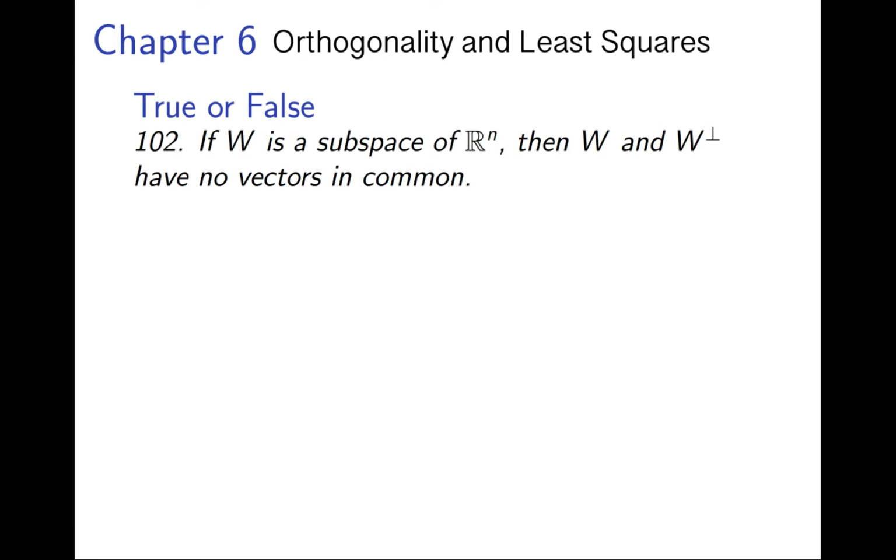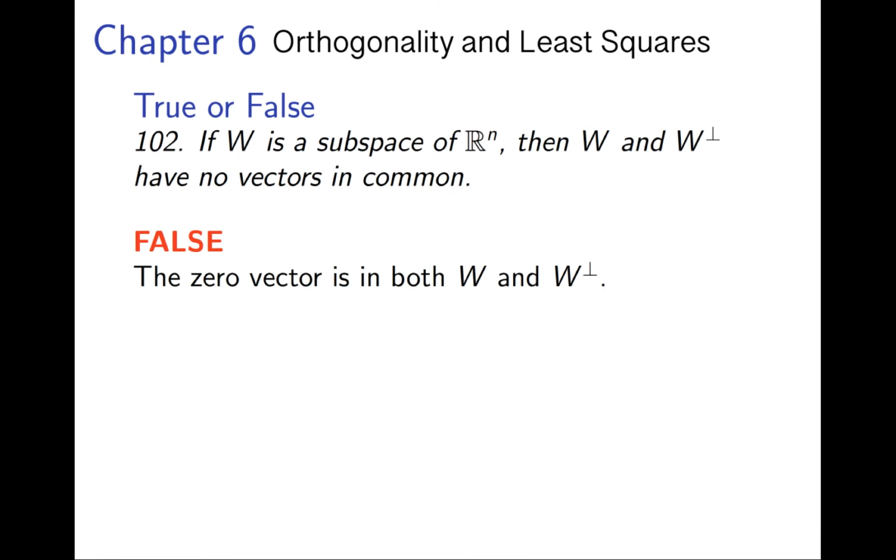Number 102. If W is a subspace of Rn, then W and W perp have no vectors in common. This is false. The 0 vector is in both W and W perp. And again, feel free to prove that 0 is in both of these subspaces. Well, they're subspaces, right? So 0 has to be in them. There's not much to prove.